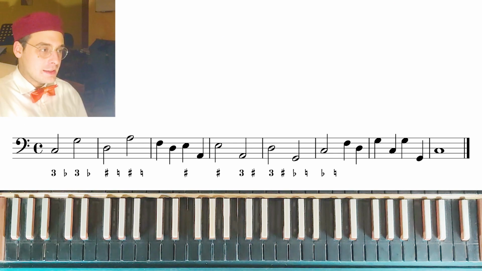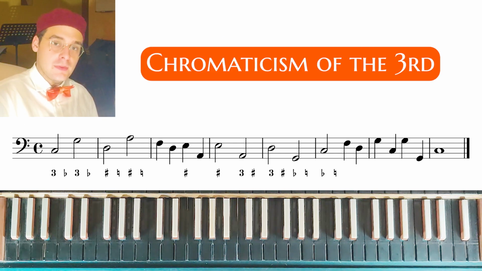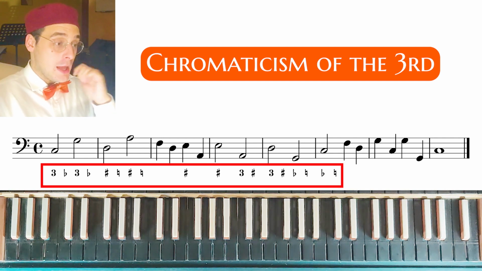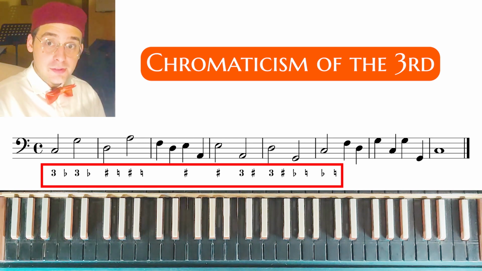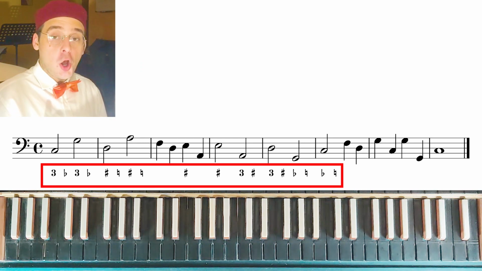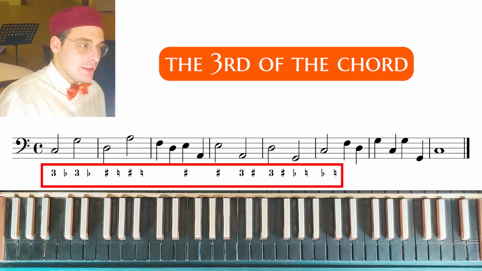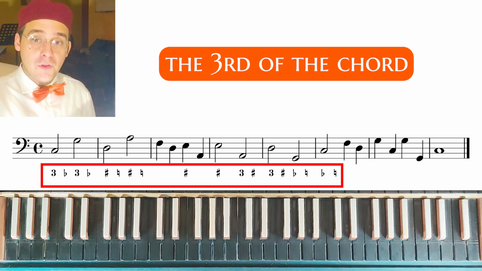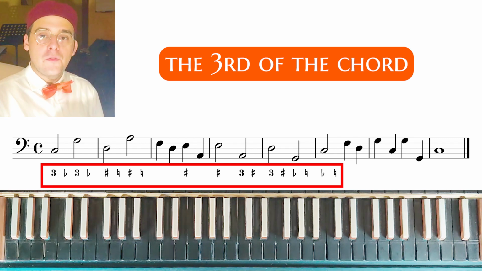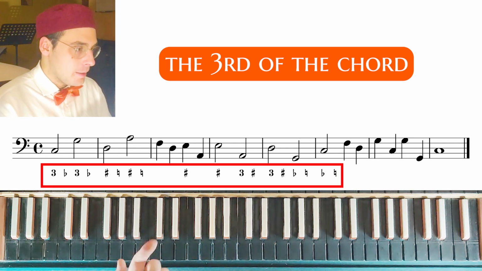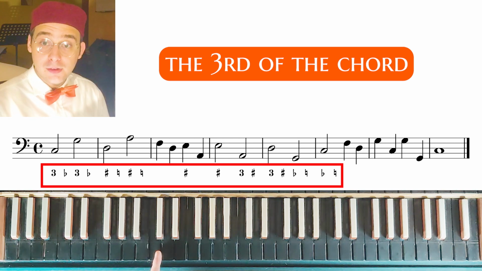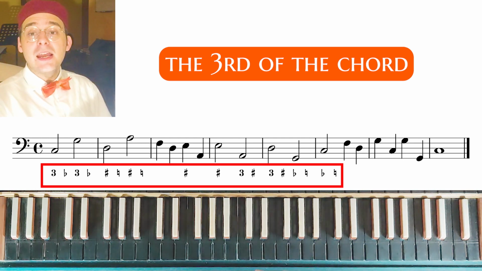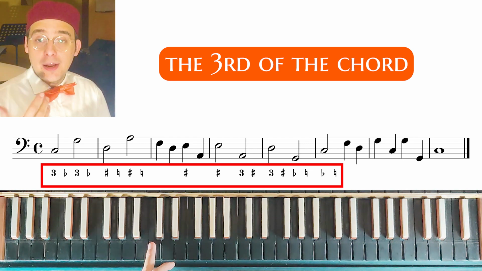This exercise is about the chromaticism of the third. As you can see, there are a lot of figures below the bass. These numbers, flats and sharps, always refer to the third of the chord. What does it mean? It means that when we have a sharp or a flat alone, this flat refers to the third of the chord. For example, if I have a C in the bass with a flat, this is the E flat, so it will be a C minor chord.